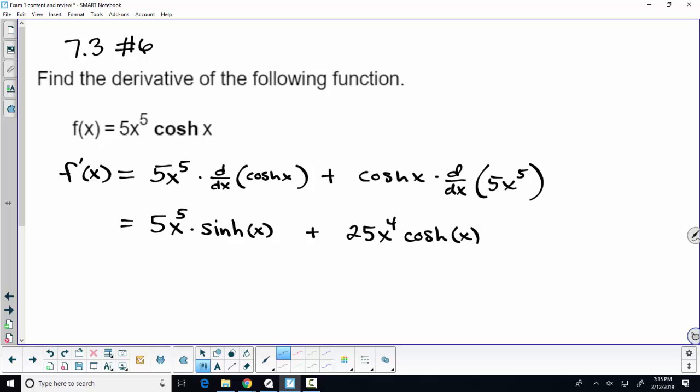I don't know if they want a simplified version of that, or would you pull out a 5x to the 4th? But that's about it. Good reminder if you forgot product rule. Any other questions on the homework? Everybody ready for the test?